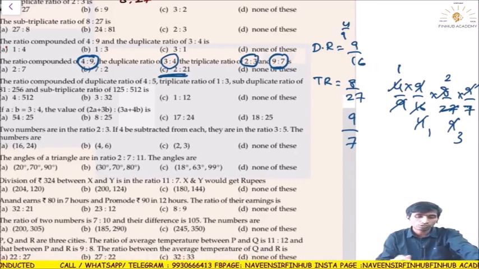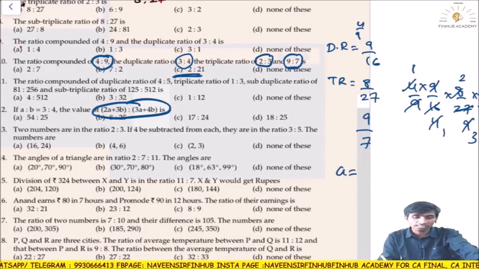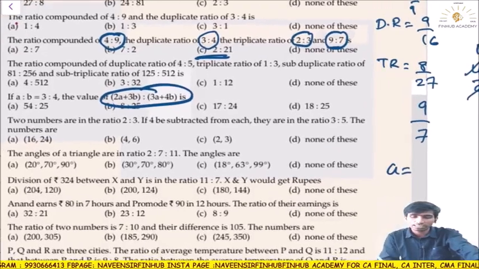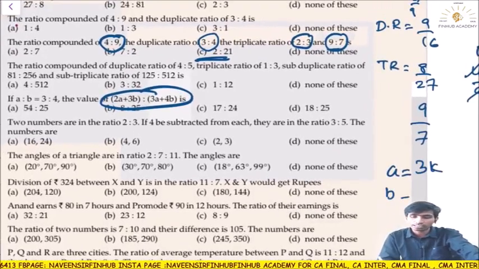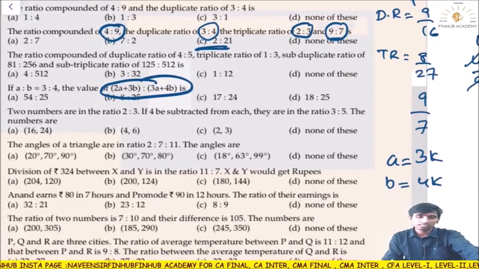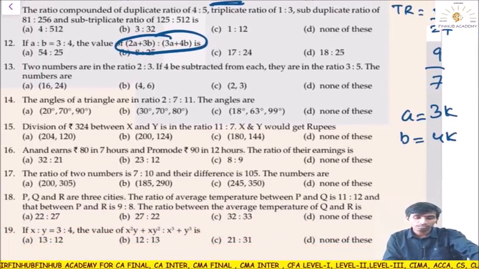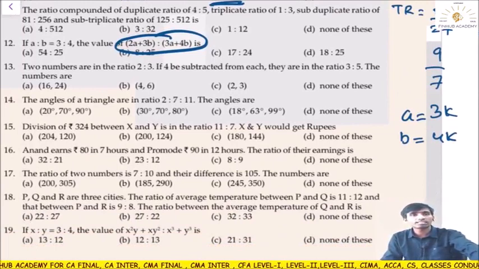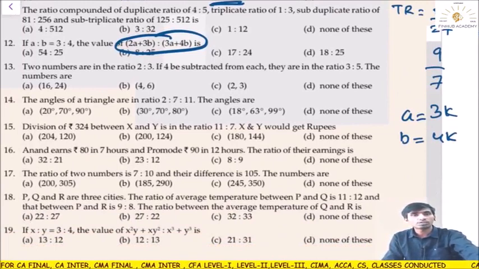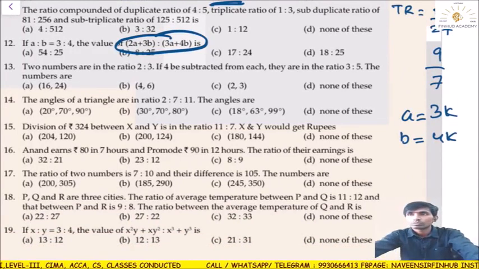How will we solve this? Do you want me to solve this? No? A is equal to what? Whenever you get something like that, you can take A equals 3k and B equals 4k. Just substitute and you will get the answer. Yes or no? Okay. 13th question, any problem? Please complete 13, 14, 15. If you have doubt, please let me know. Do you want me to solve the 13th one?